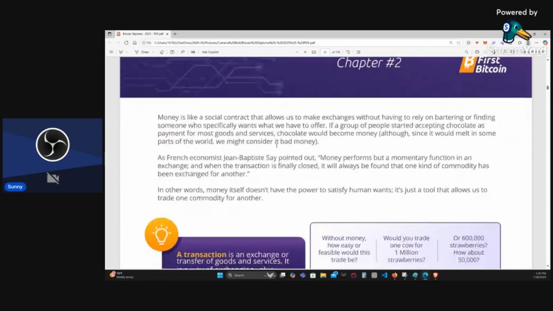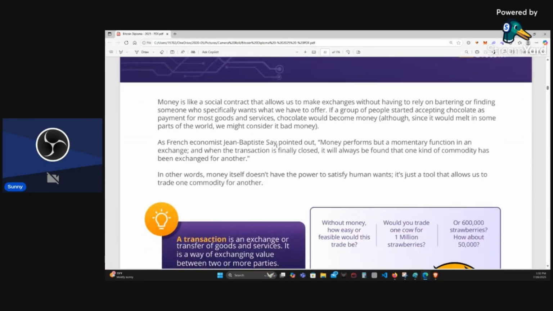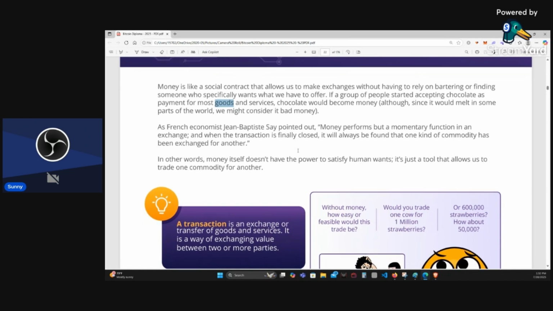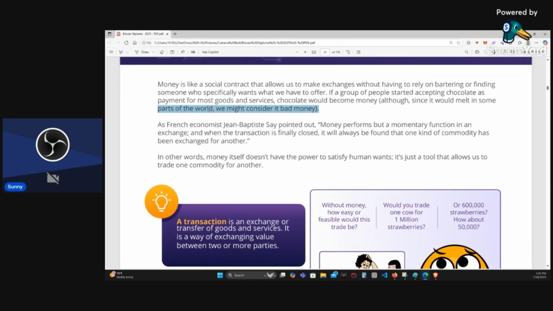Money is like a social contract that allows us to make exchanges without having to rely on bartering or finding someone who specifically wants what we have to offer. If a group of people started accepting chocolate as payment for most goods and services, chocolate would become money. Although, since it would melt in some parts of the world, we might consider it bad money.